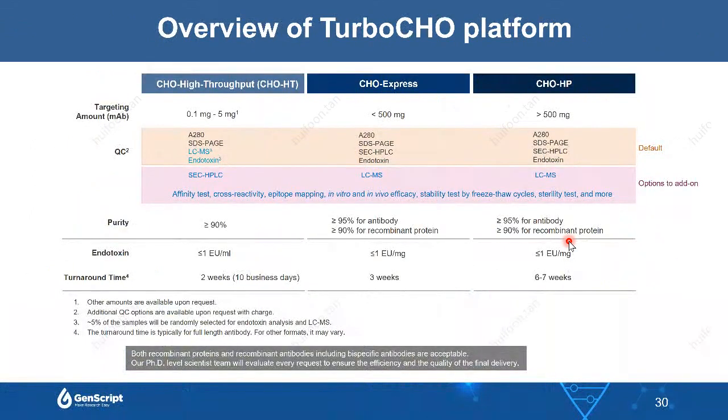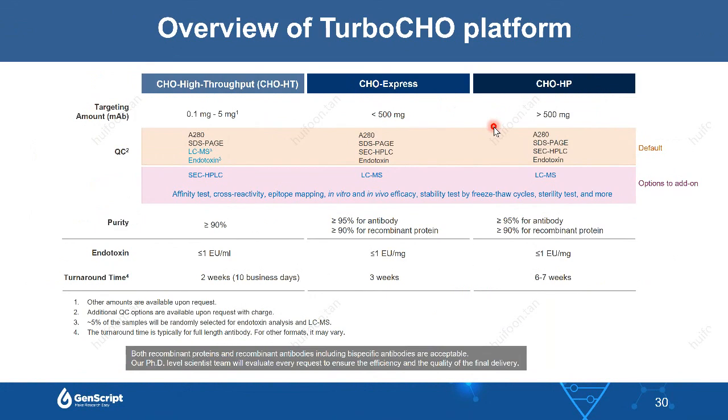The top challenges of antibody expression projects are insufficient antibody yield, long completion times that often take several months, and budget overruns. To remove these bottlenecks, GenScript has launched our proprietary TurboCHO platform, which offers higher yield in a shorter time period. This is the overview of the platform. It is divided into different packages, which are CHO High Throughput, CHO HD, CHO Express, and CHO HP, based on the targeted amount from milligrams to kilograms, with a wide range of QC analytical tests available.